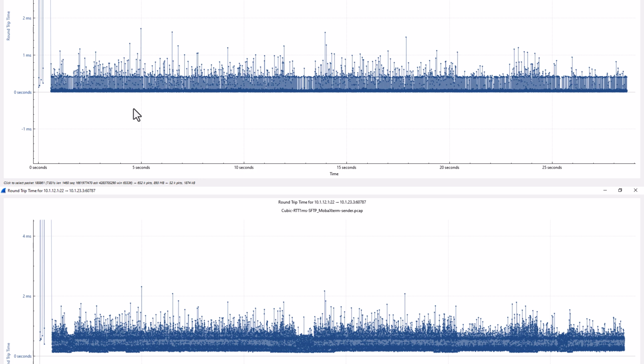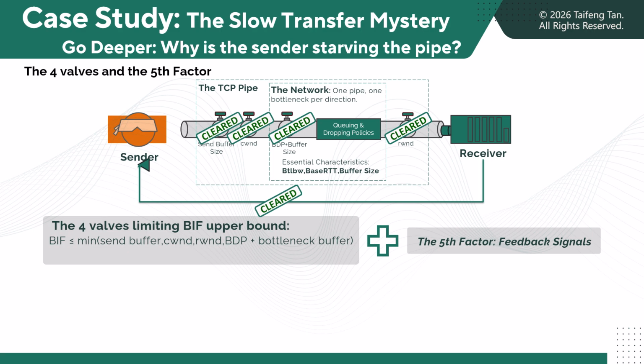There are no errors, queuing, dropping, or other factors that might prevent bytes in flight from fully utilizing the ceiling provided by the four valves. That means all four valves and the feedback signal status have been ruled out. Nothing in the TCP stack or network is preventing bytes in flight from growing. If TCP and below are cleared, then the problem must be above TCP.